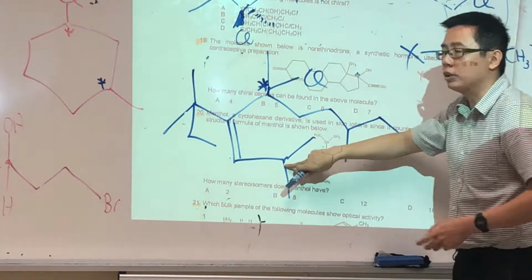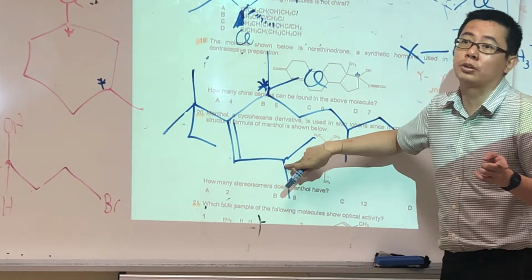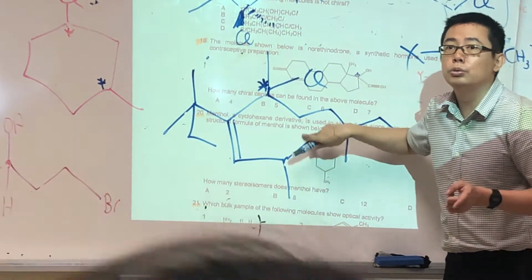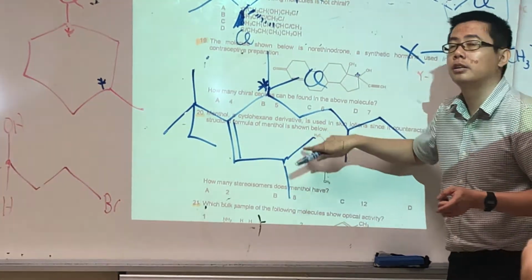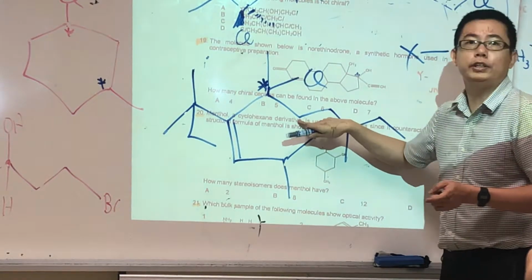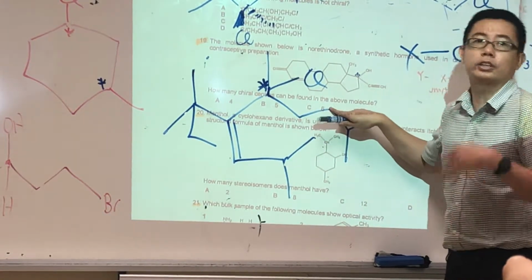Let me carry on. Have you considered this? No, right? It's a Y junction, but it's not chiral. Why? 2 CH3s. Okay, then we carry on. V junction, don't care. Another V junction, also don't care.